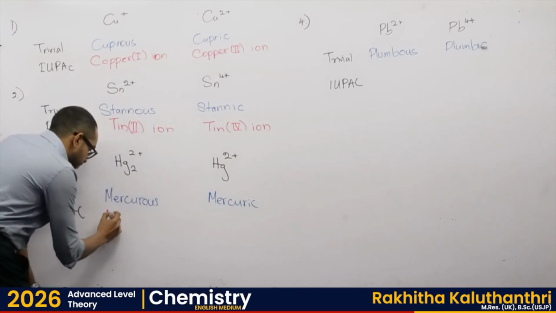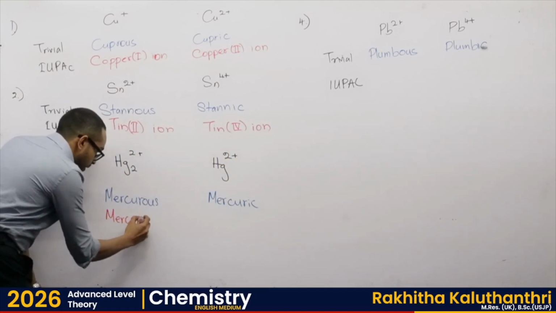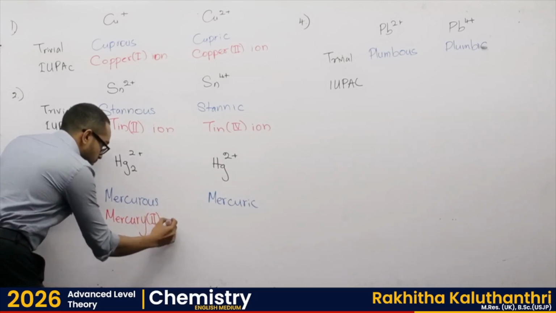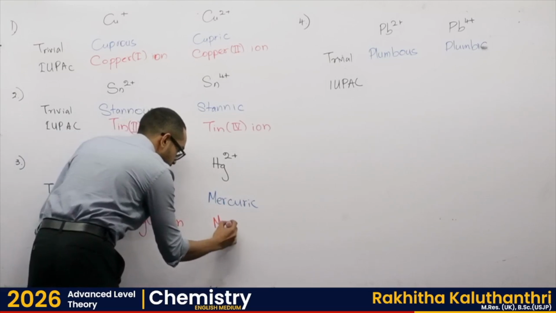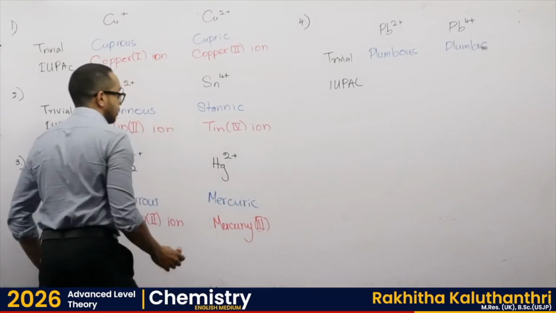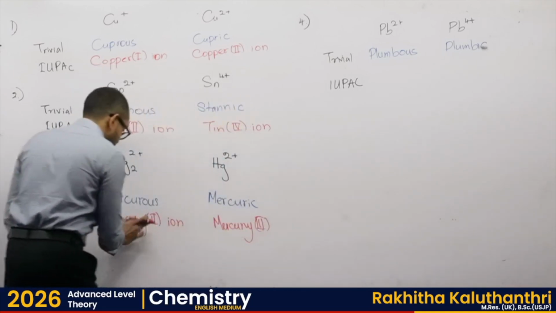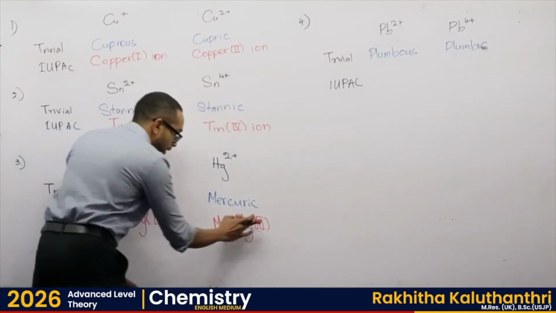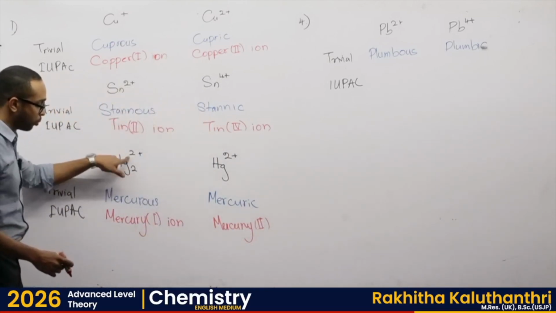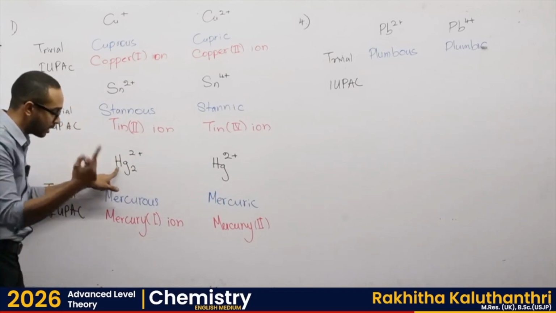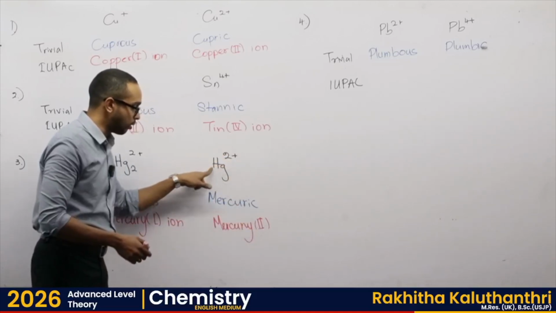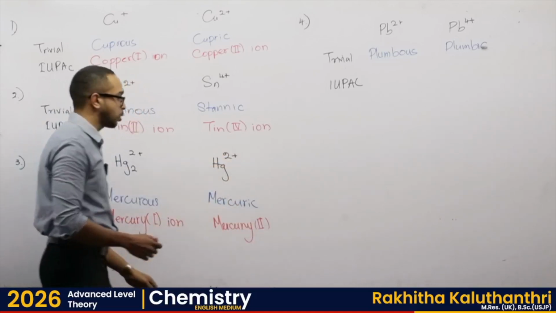This one is mercury itself. So mercury(I) ion here and mercury(II) ion here. Hg2 2+ means each Hg is 1+, so therefore this is mercury(I). Here Hg 2+ means both positive charges are on one Hg, so therefore this is mercury(II) ion.